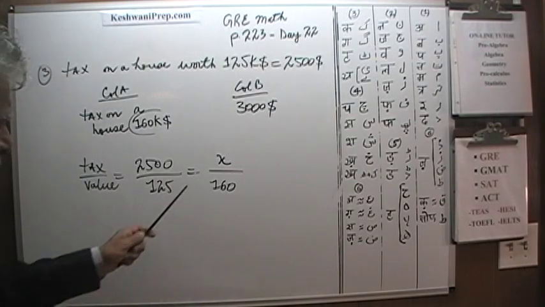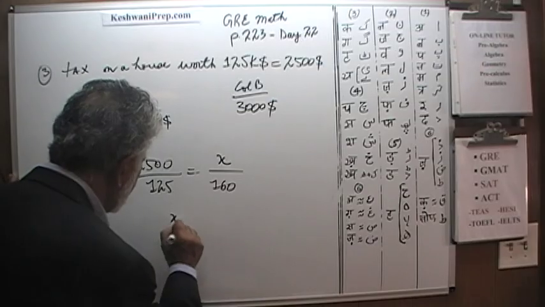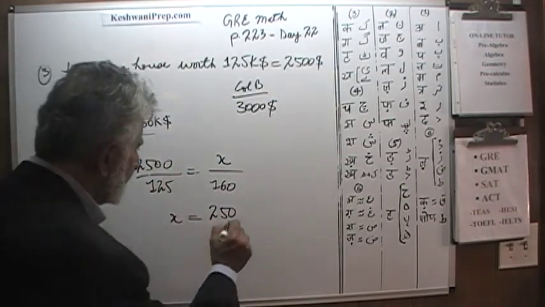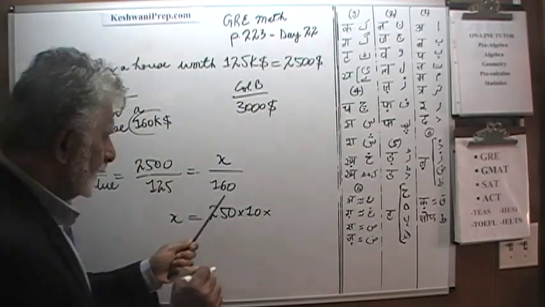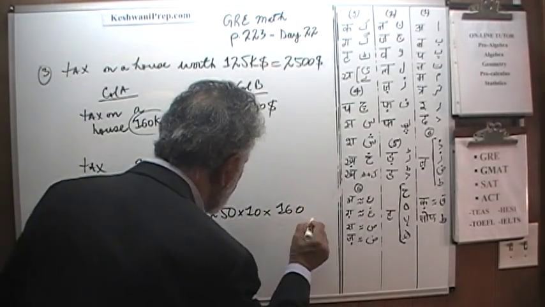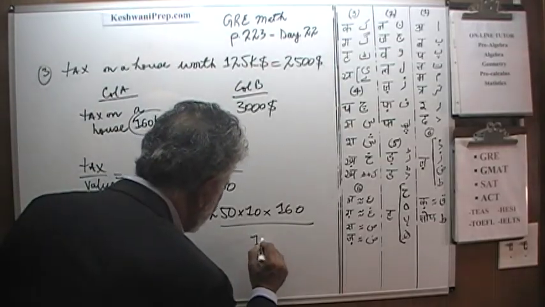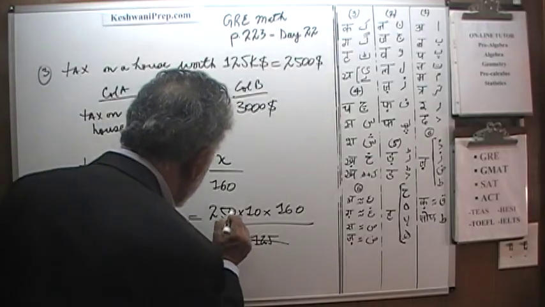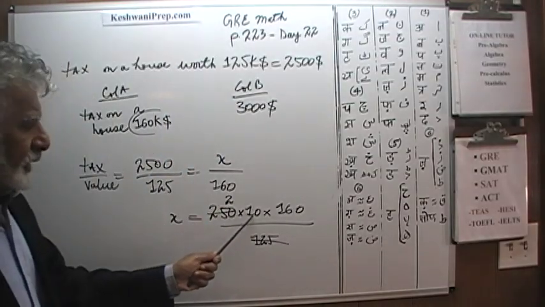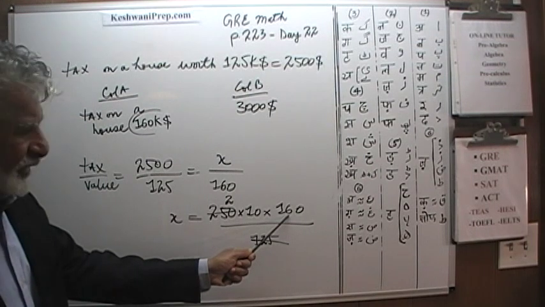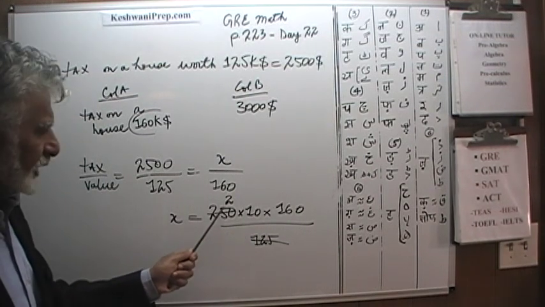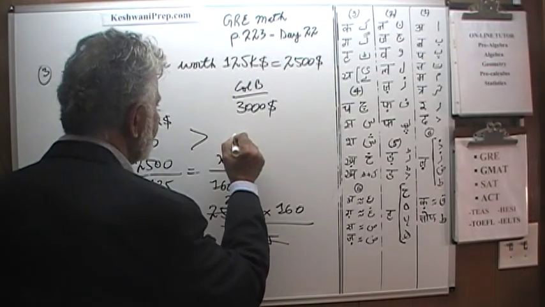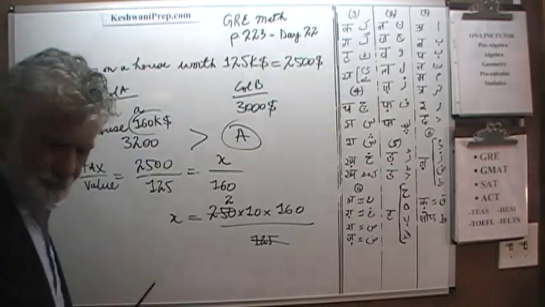Let's figure it out. We just have to solve for x. So x will have to equal 2,500, which I'm going to write as 250 times 10, times 160 over 125. Divide top and bottom by 125. 125 goes away. 250 becomes 2. 10 times 160 is 1600, times 2 is 3200, which means the tax here is 3200, which is more than 3000. The answer is A. That was it.